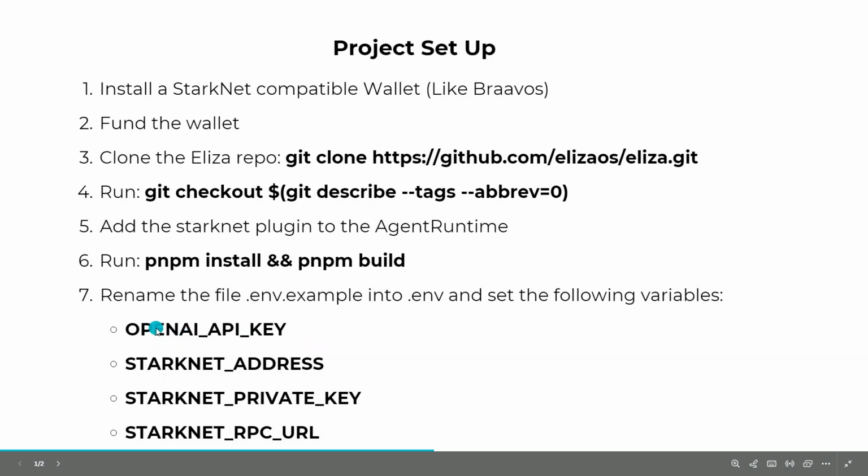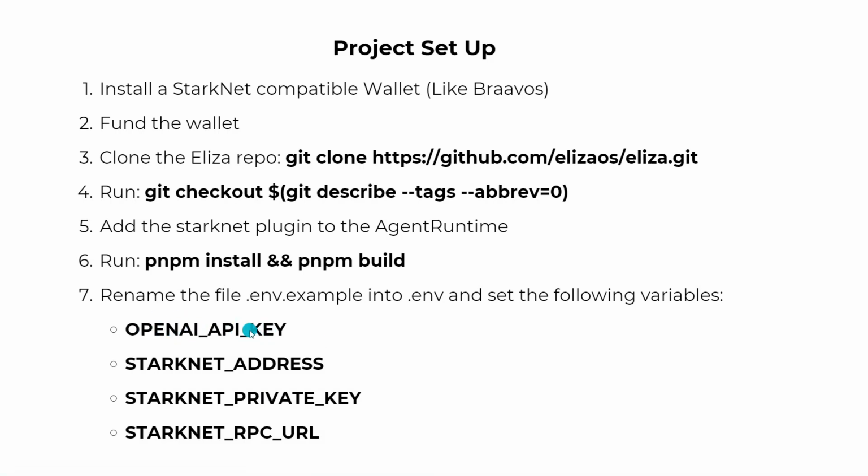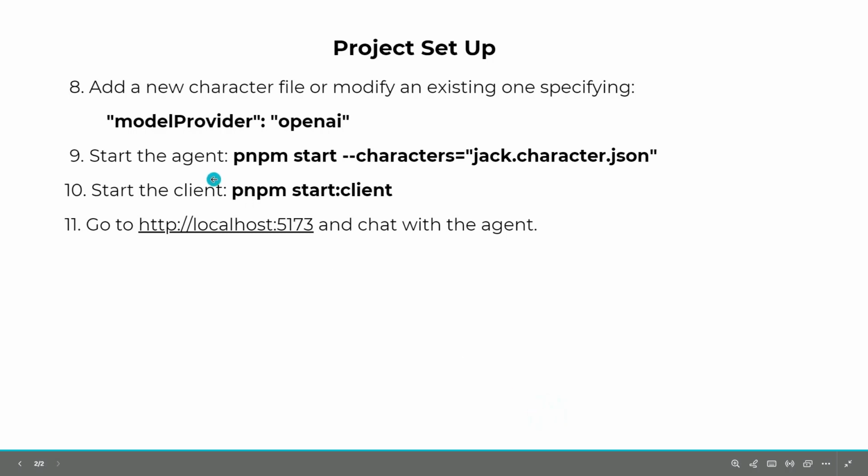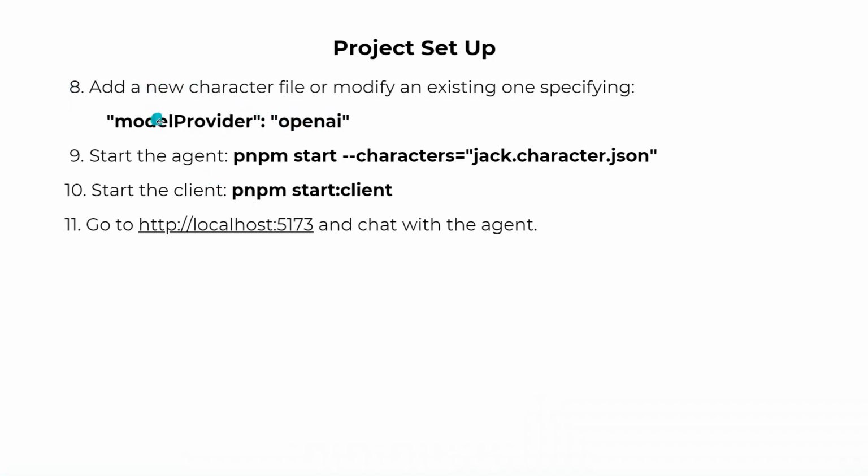And here I have added this environment variable because we will use OpenAI, but you could also use Anthropic. But if you use Anthropic, you should also set up properly the character file, as we will see later on. So we can either create a new character file or modify an existing one, but we have to specify model provider OpenAI because we want to use OpenAI.